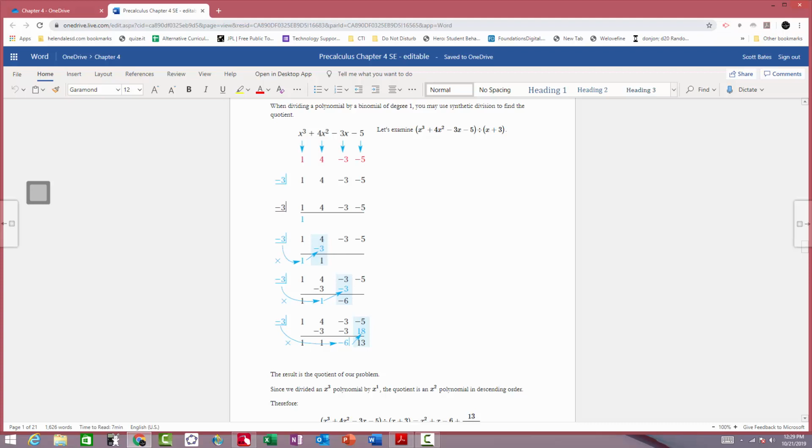Then we take the coefficients. If we are missing a coefficient, what do we need to do? Put a 0 as a placeholder. If we are missing a coefficient, put a 0 as a placeholder.